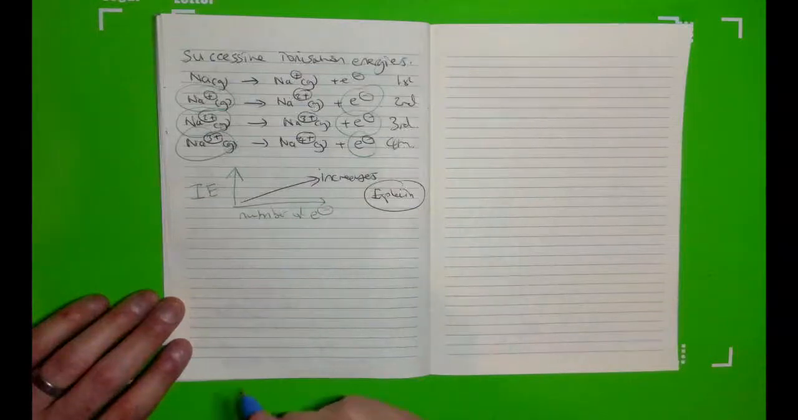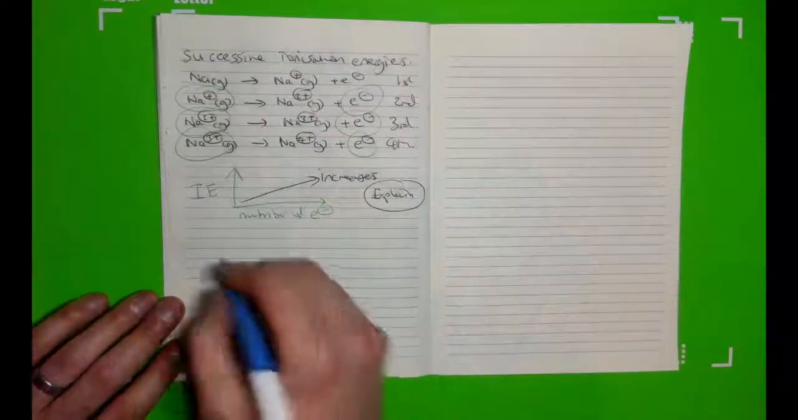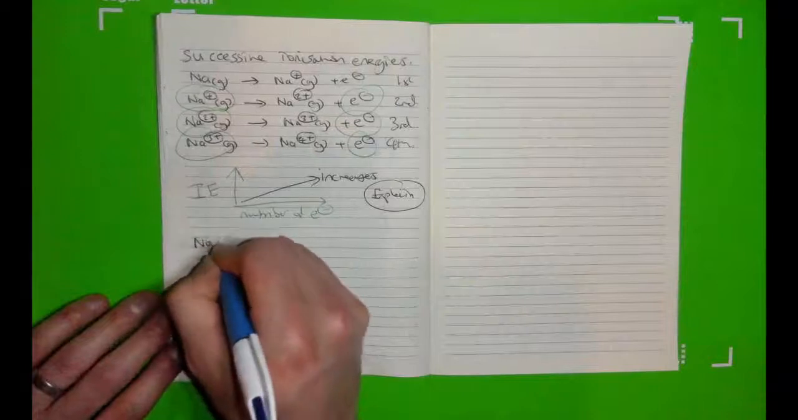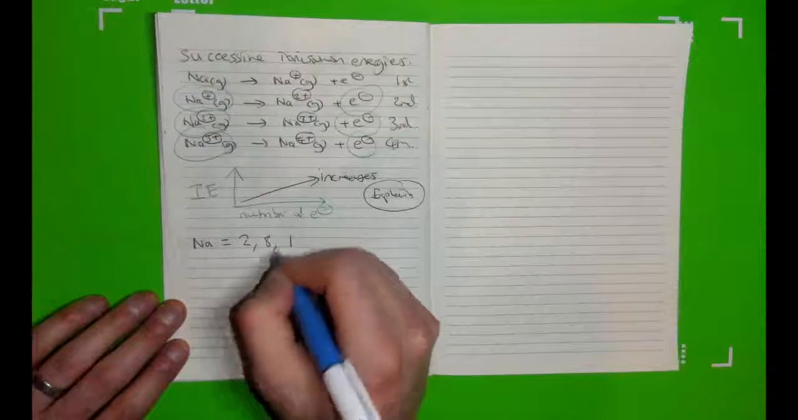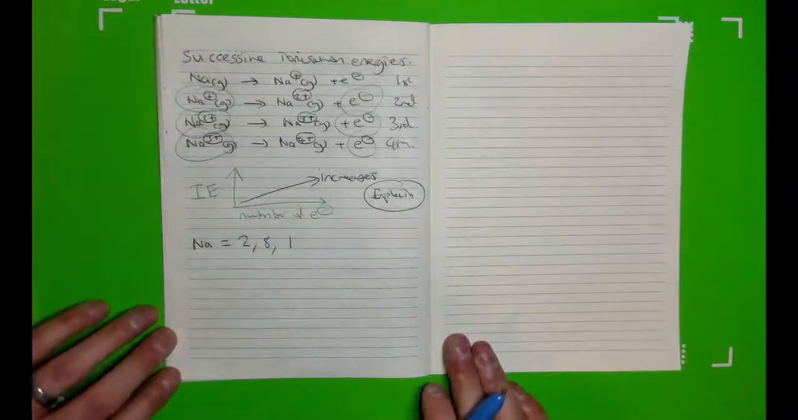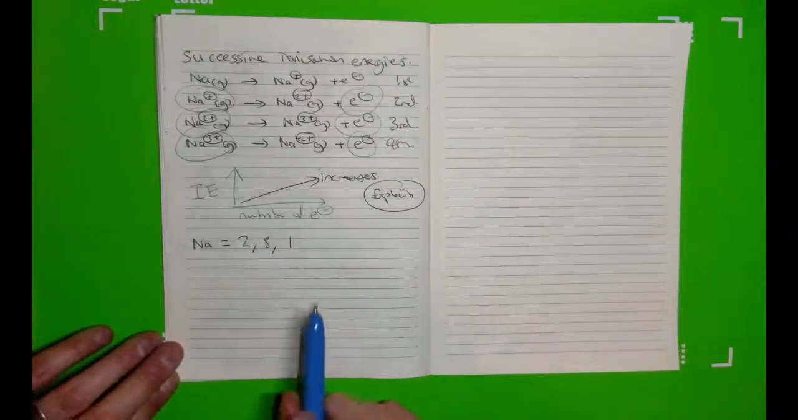So, let's write down the electron arrangement of sodium, just GCSE style. 2 in the first shell, 8 in the second shell, and 1 in the next shell. Let's count the number of electrons in total. 2 add 8 add 1, that's 11 electrons.